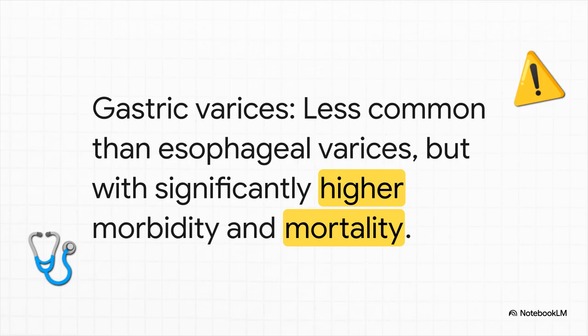So first things first, let's just set the stage here. Esophageal varices get a ton of attention, but it's their gastric cousins that are often the real killers. They only show up in about 20% of patients with cirrhosis, but when they decide to bleed, it is almost always more severe, way harder to control, and it carries a much higher risk of death. And that's exactly why mastering the approach to these is so critical.